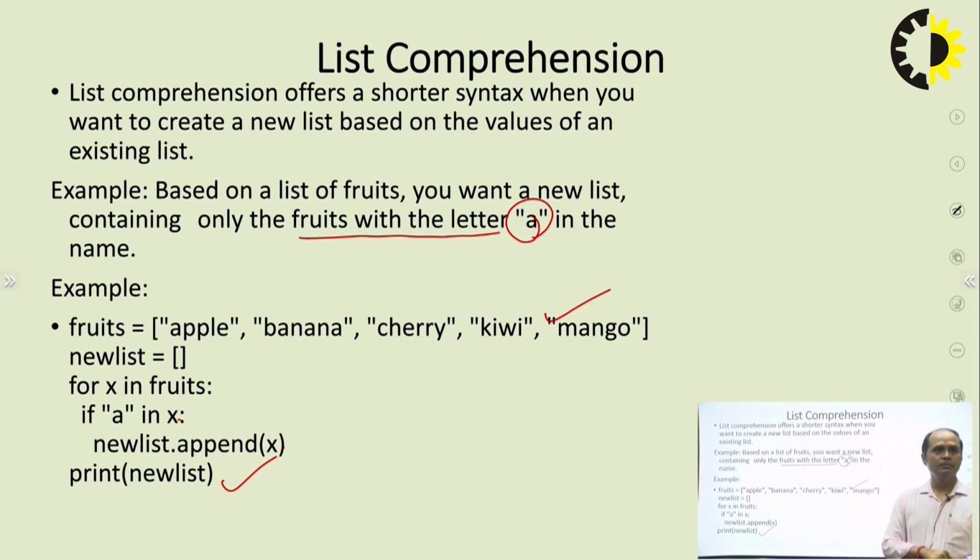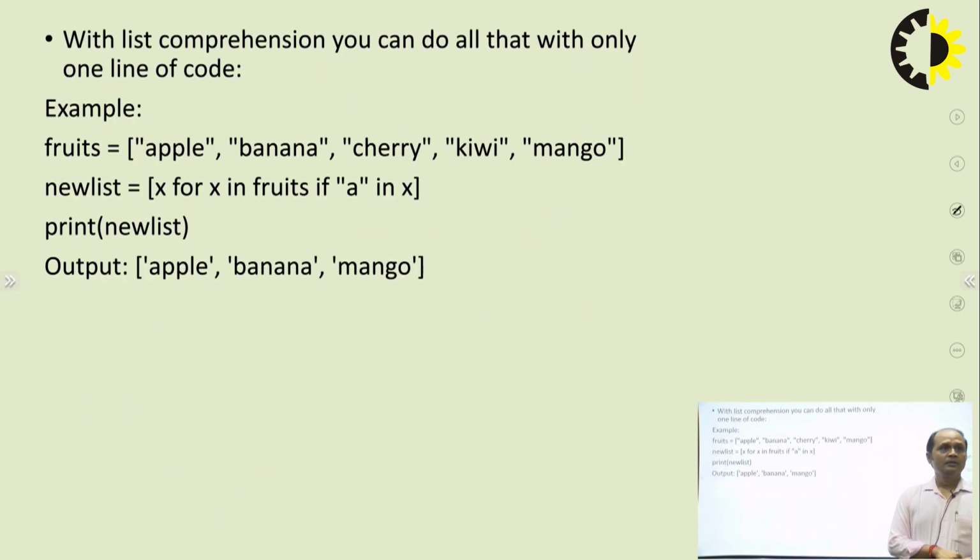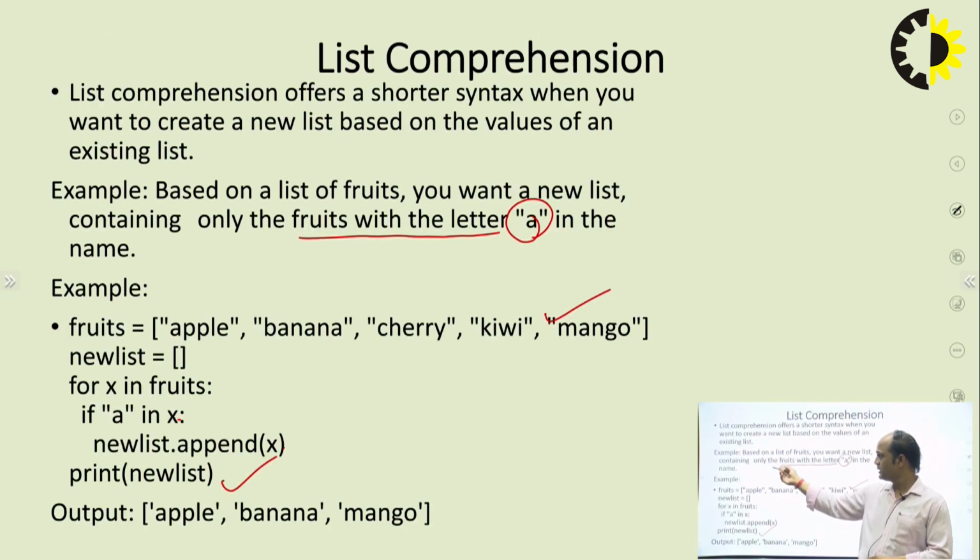We will use it this way, and this will be the output of this particular program. With list comprehension, you can do all that with only one line of code by using this. This one is fruits, that is a list, and new list. This is another method.